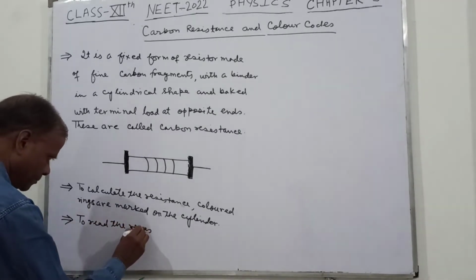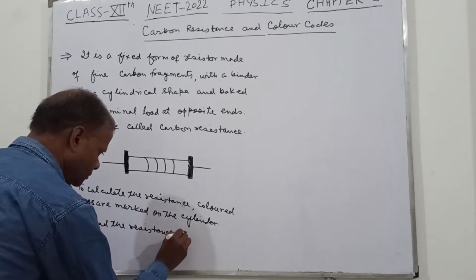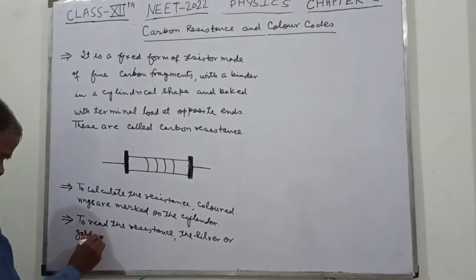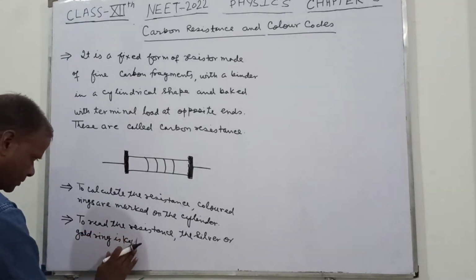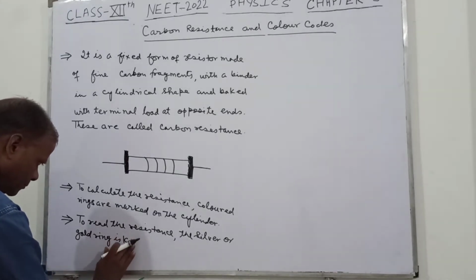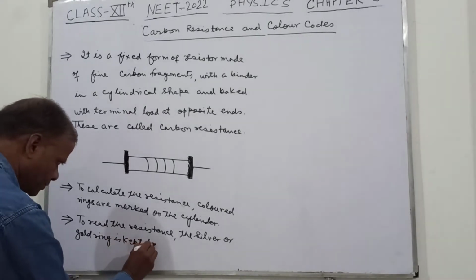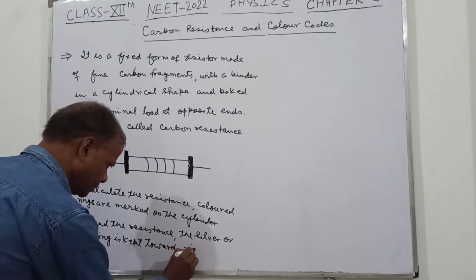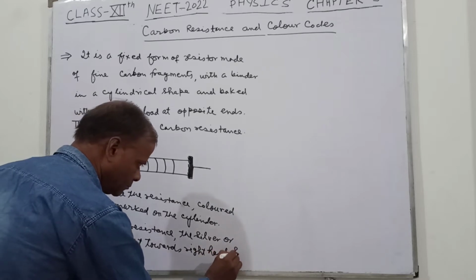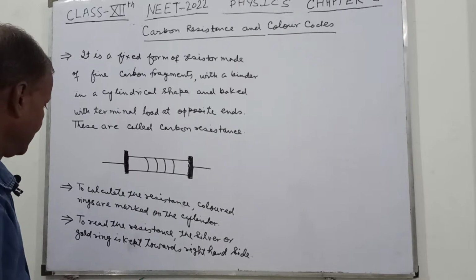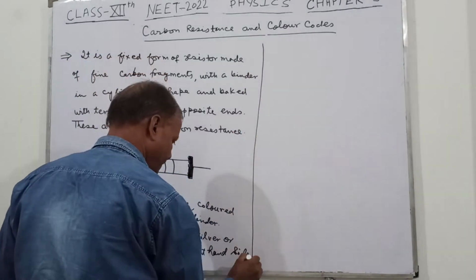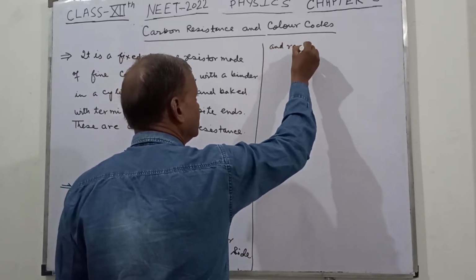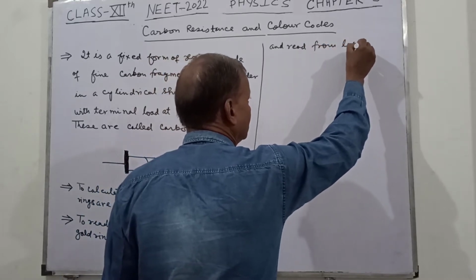To read the resistance, the silver or gold ring is kept towards the right hand side, and then you read from left to right.